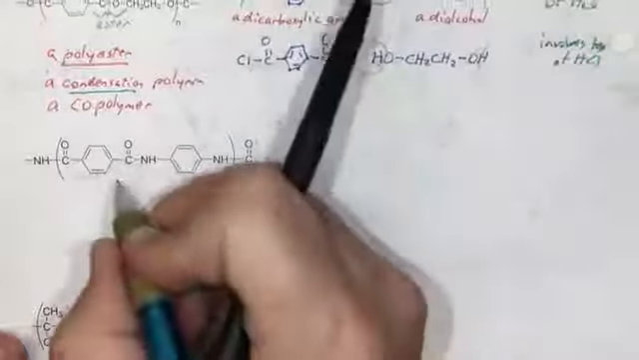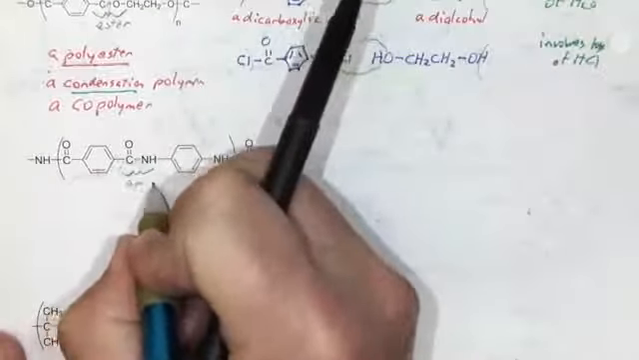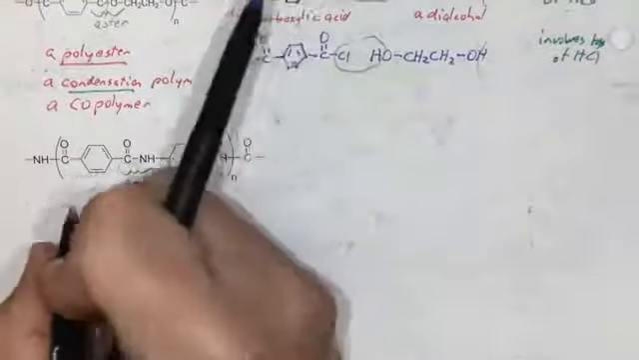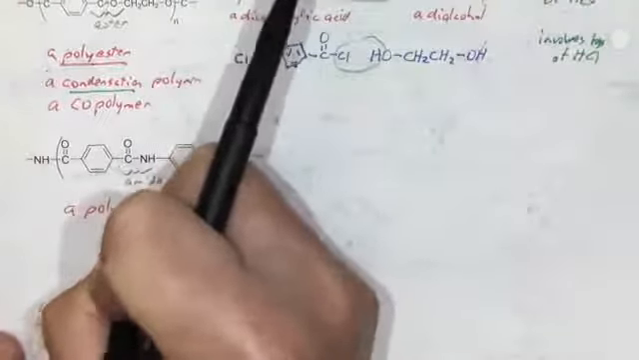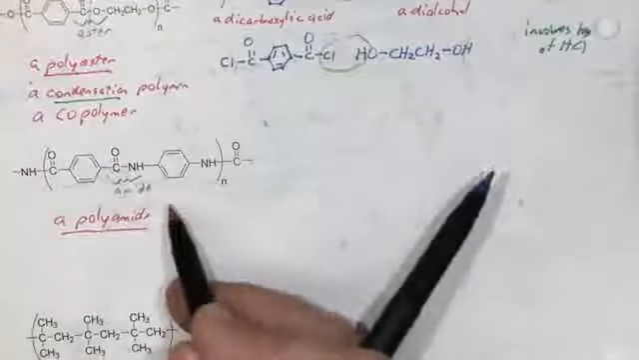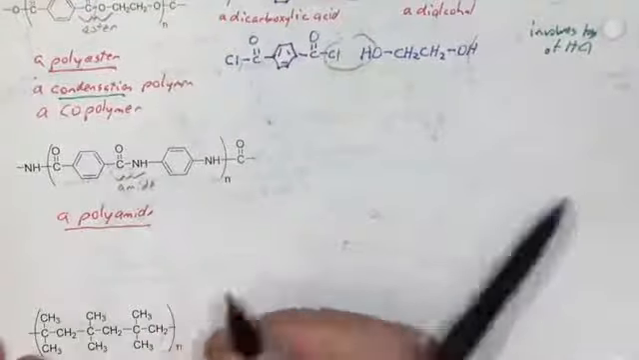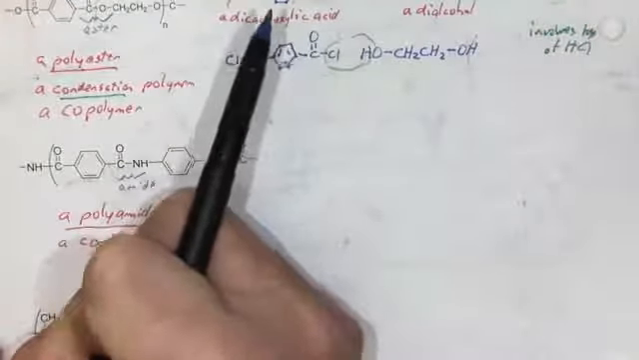Okay, so let's look at this one. First, focus on the type of linkage that you have. This is an amide. And so this is a polyamide. An amide is one that has C double bond O attached to a nitrogen. Now, it came together from two different molecules involving the loss of atoms, and so this is a condensation polymer.